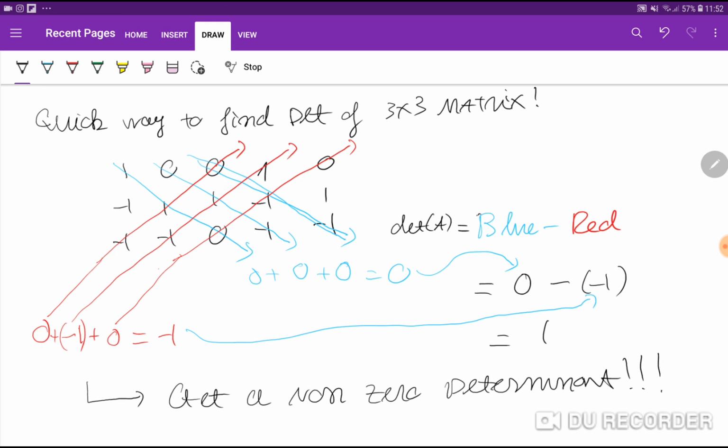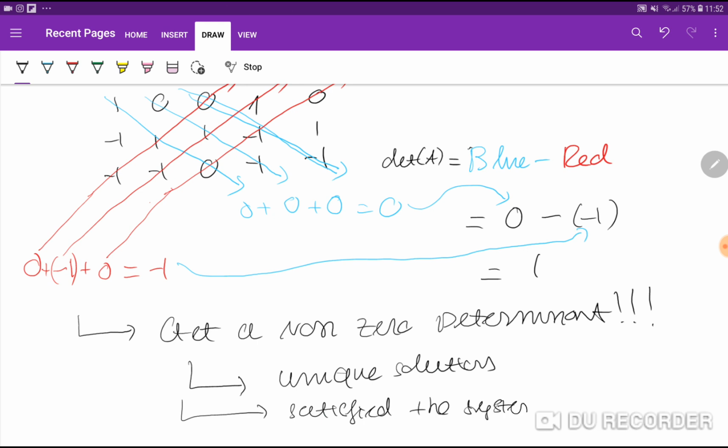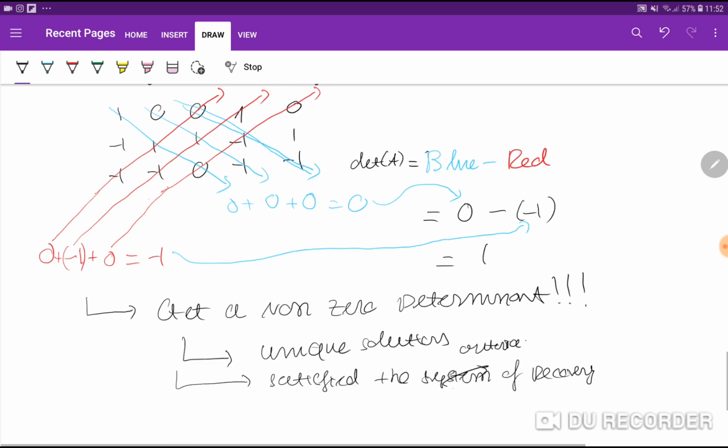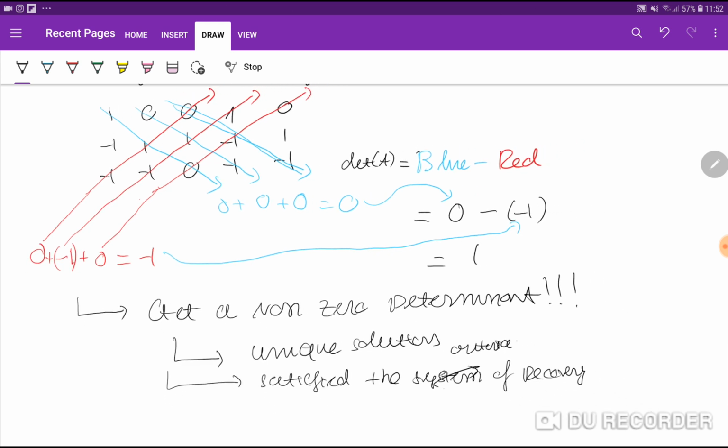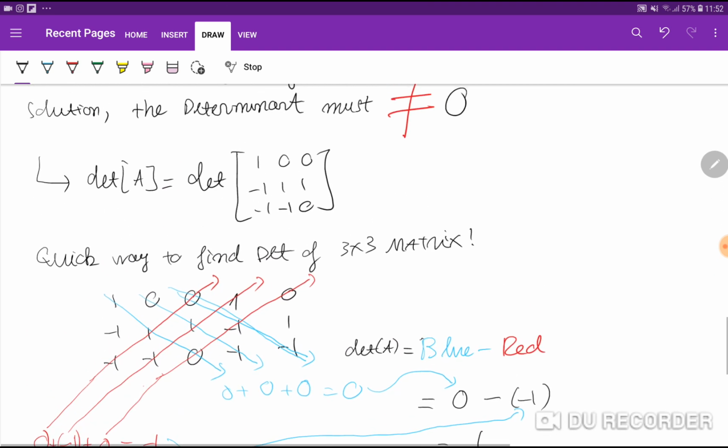Which means that a unique solution exists. So it satisfies the system criteria. I attached the two links above. They will help you. One link is to verify the solution of a system that has a unique solution, not using the determinant. The second one is using the fast way to compute the determinant.